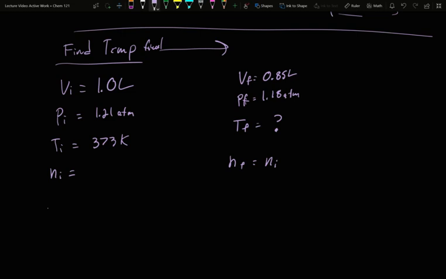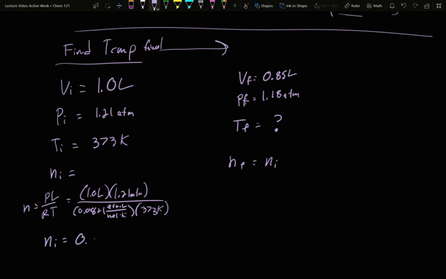All right, if you're back, I want to find those moles. Moles are going to equal pressure times volume over RT. And so we have 1.0 liters, 1.21 atmospheres, 0.0821 atmosphere liters per mole Kelvin, and a temp of 373 Kelvin. My moles initial are going to equal 0.0395 mole. And so that should be the same as my moles final, 0.0395, realistically with 2 sig figs.